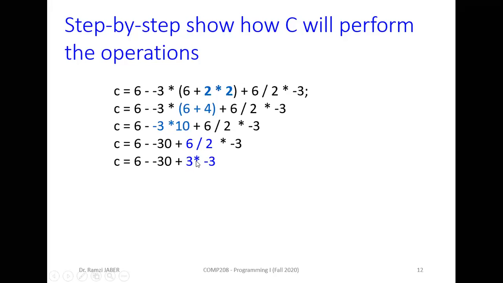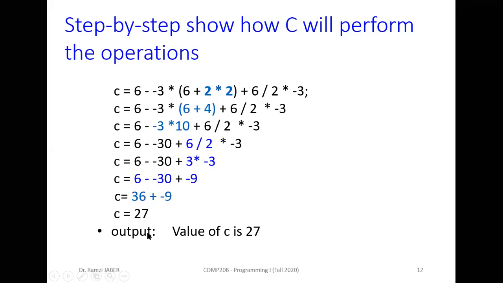Now we have multiplication, plus, minus. So we start by multiplication. Again, we have here 6 minus 30 plus minus 9. Okay, so we have minus and plus, the same priority, so we start from the left. The left will be this minus. So the equation will be 6 minus 30 is minus 24, plus minus 9. Now the last one will be minus 33. Okay, so the output in the code will be: value of C is 27.